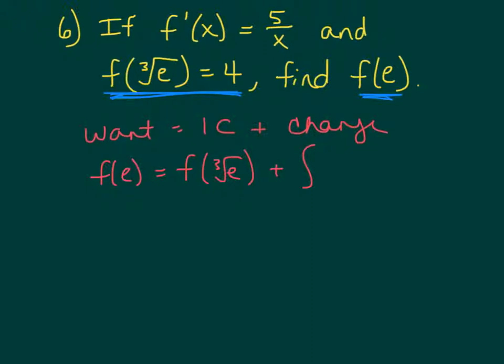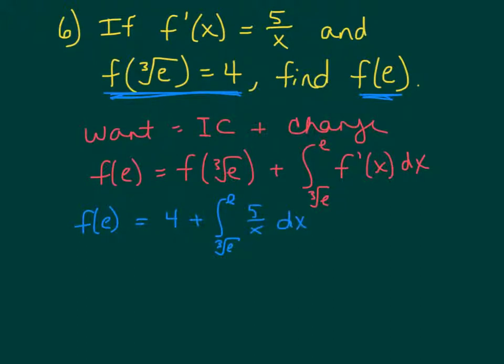What is our lower and our upper bound? Well, our lower bound is where we started with. That's our initial condition, our cubed root of e here. Our upper bound is where we want to end up, which is e, of f prime of x dx. Because remember, it's when you take the integral of f prime that you get f of x. All right, so now I'm going to plug in what I know. So f of e is equal to 4 plus the integral from the cubed root of e to e of 5 over x dx.